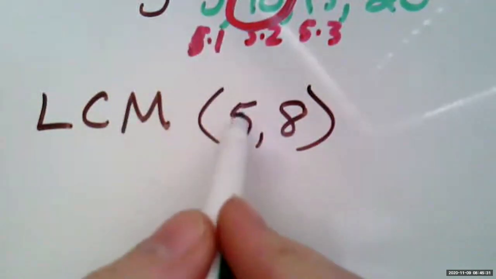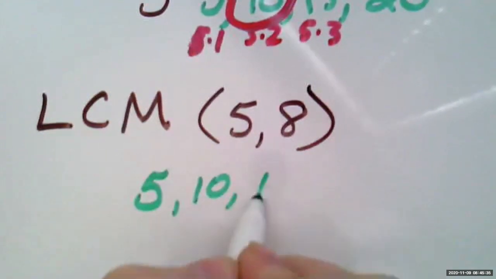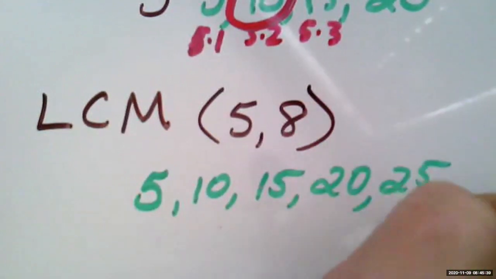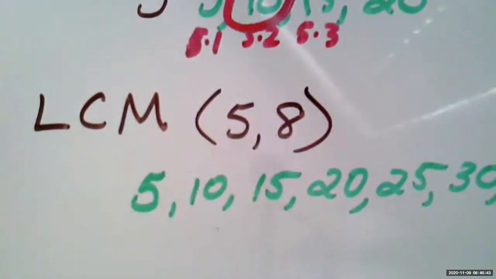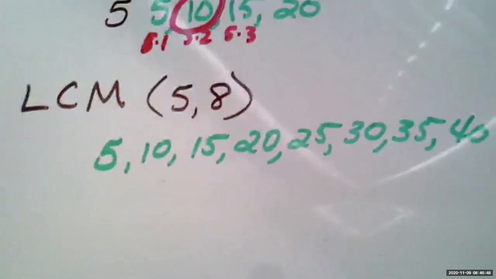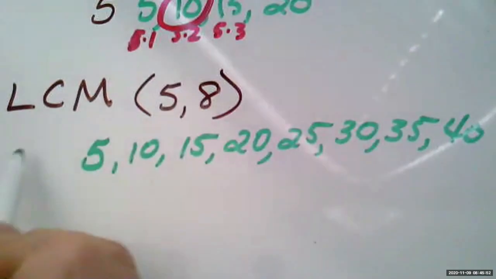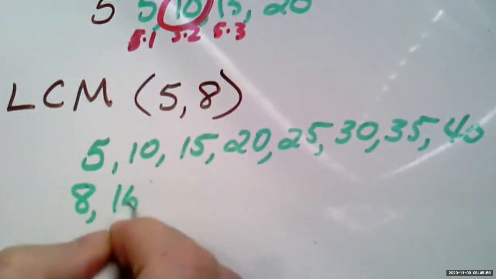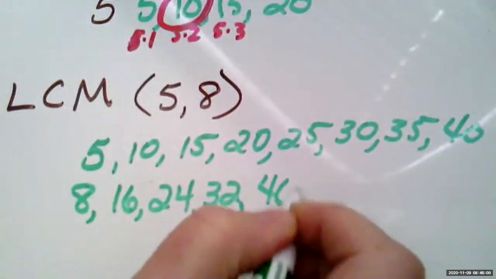So if I said multiples of 5, you start off with 5, 10, 15, 20, and you kept going all the way to 25, 30, 35, 40. And you can list these out. Usually you won't have to go more than about 10 multiples, approximately. So those are your multiples of 5. Multiples of 8: 8, 16, 24, 32, and 40.